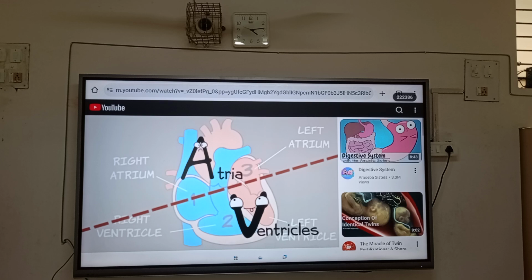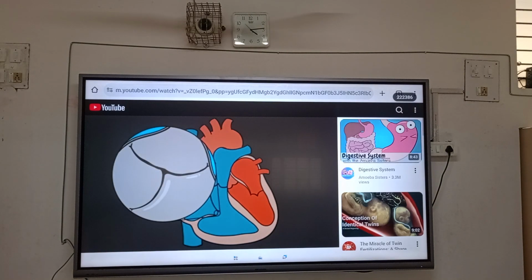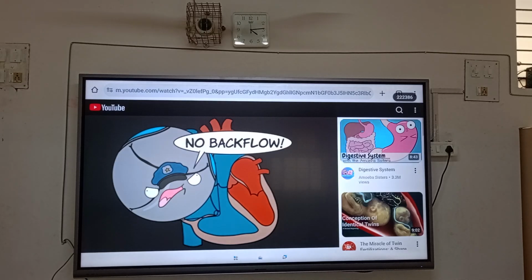Atria also have thinner walls than the thicker-walled ventricles. The heart also contains valves, which we'll see when we get to tracing the pathway of blood. The valves are one-way structures that help separate the chambers and also prevent backflow.